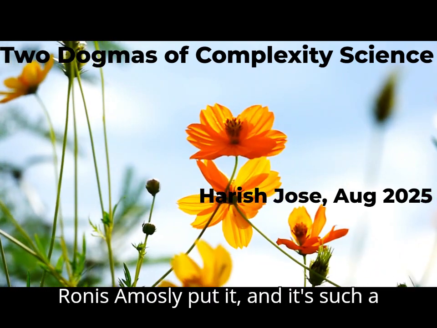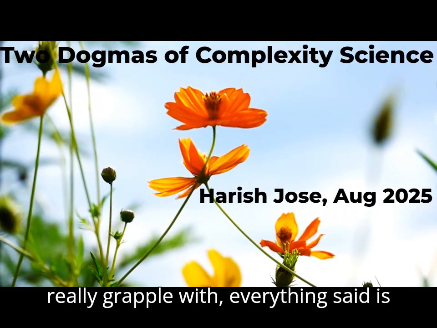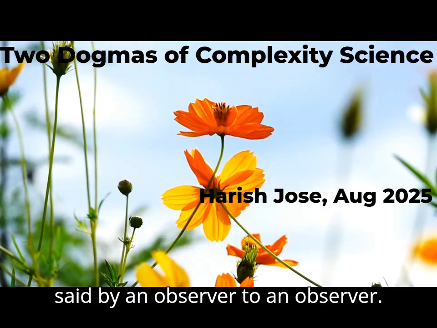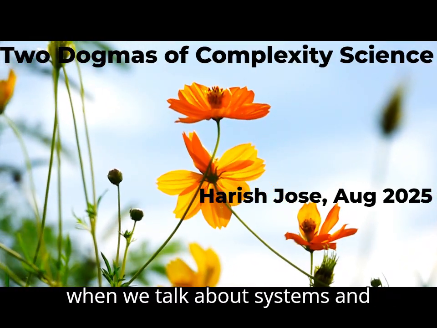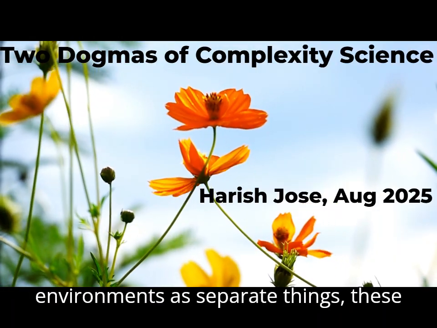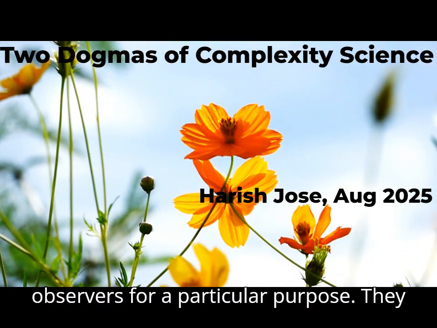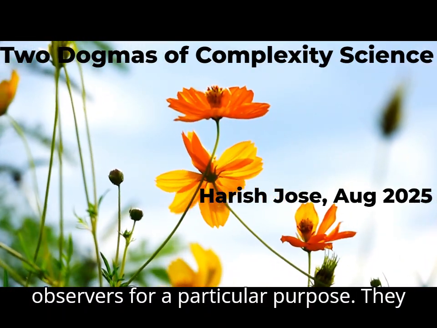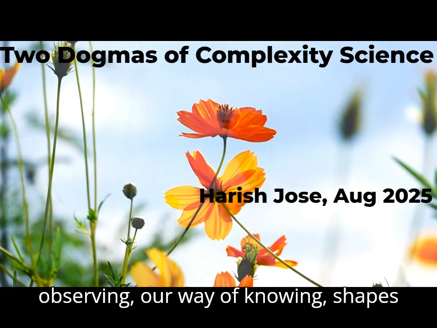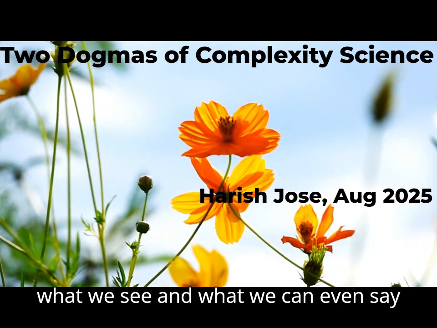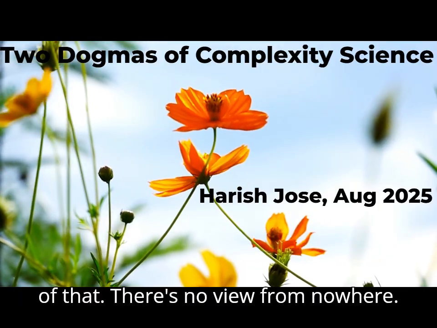As Maturana famously put it, and it's such a powerful, almost startling statement to really grapple with, everything said is said by an observer to an observer. Everything said is said by an observer. Wow. It means the very boundaries we draw when we talk about systems and environments as separate things are, in fact, distinctions made by us as observers for a particular purpose. They are not objective features of a world just waiting to be mapped out. Our act of observing, our way of knowing, shapes what we see and what we can even say about it. Exactly. We can't step outside of that. There's no view from nowhere.